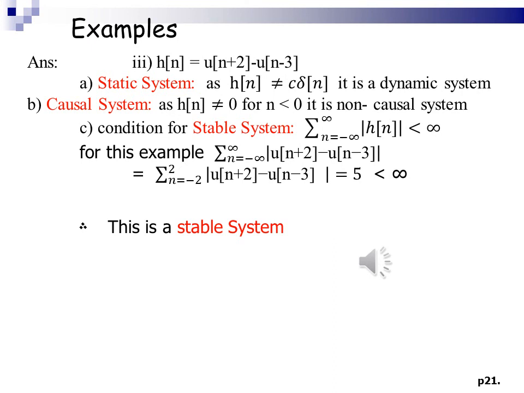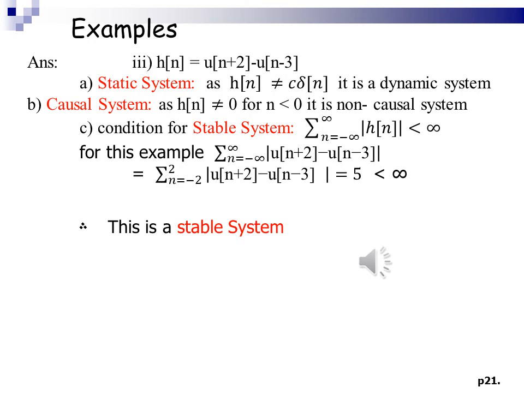Next, causal. For causality, the condition is that the impulse response should be 0 on the negative axis. But here I have some samples on the negative axis, so h of n is not 0 for n less than 0. That's why it is a non-causal system. And the last, if I add all the magnitudes, I have 5 samples and all of them are positive, so their magnitudes will again be positive. So 5 ones are there, and if I add them, the result will be 5, which is less than infinity. Hence the system will be a stable system.